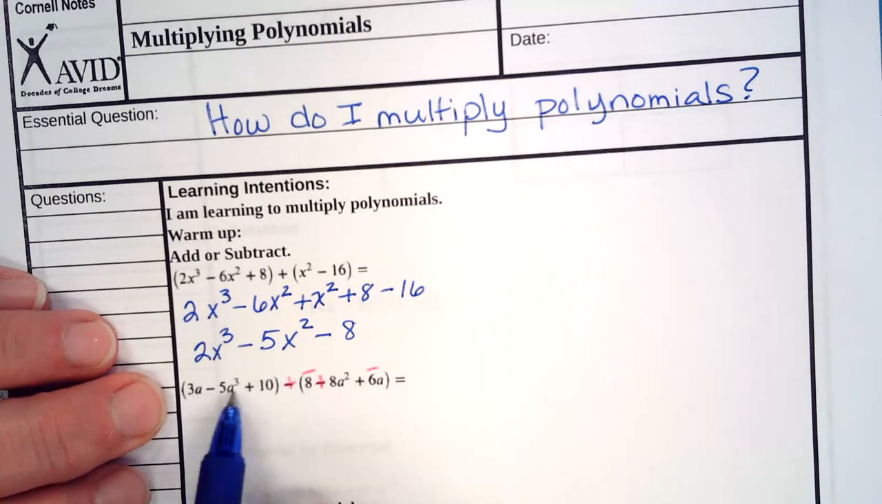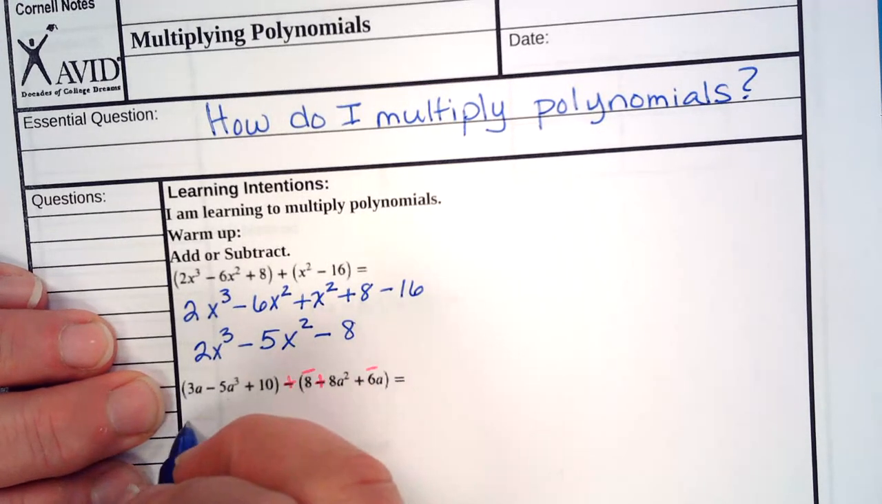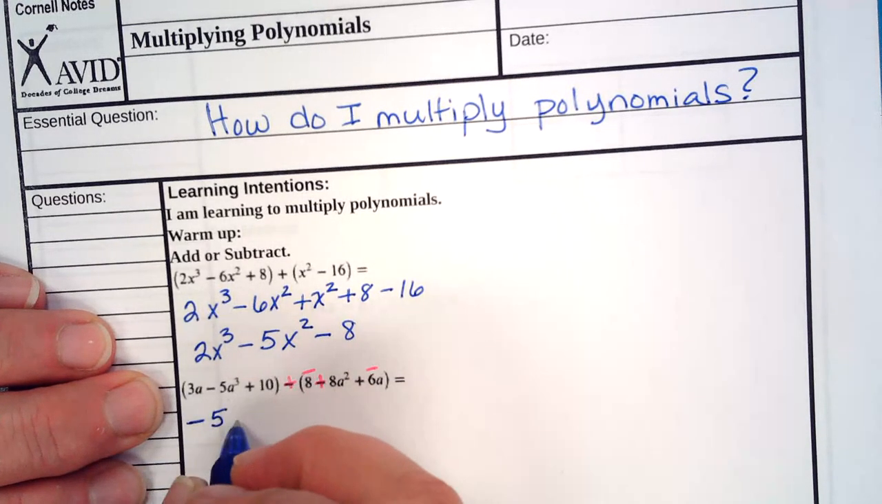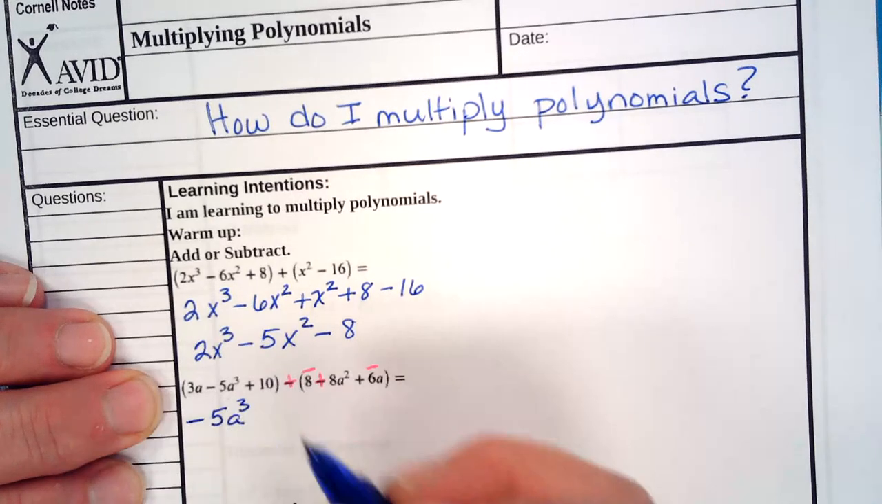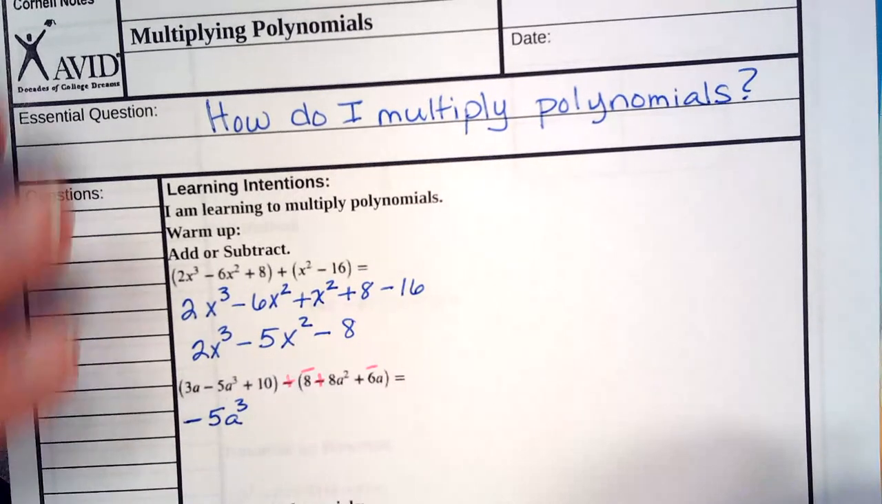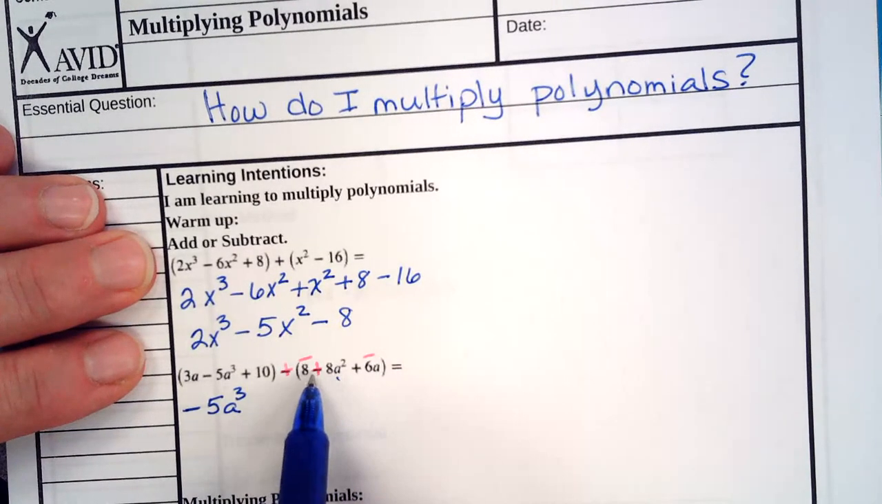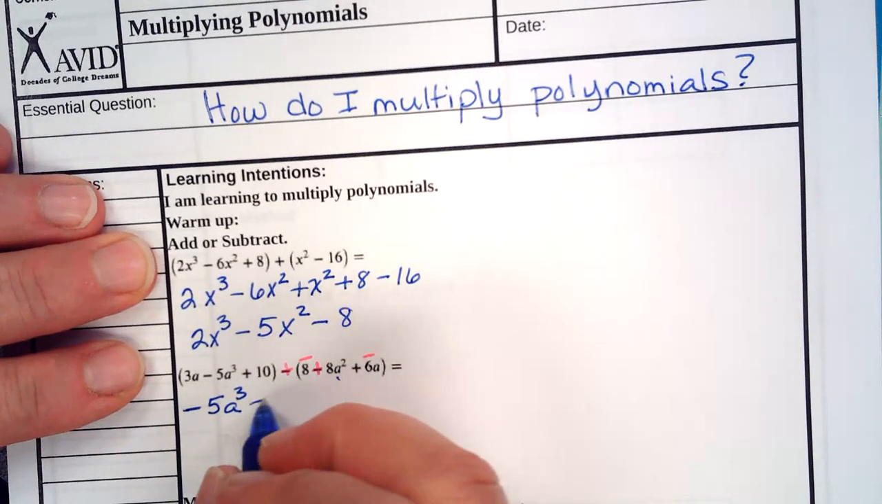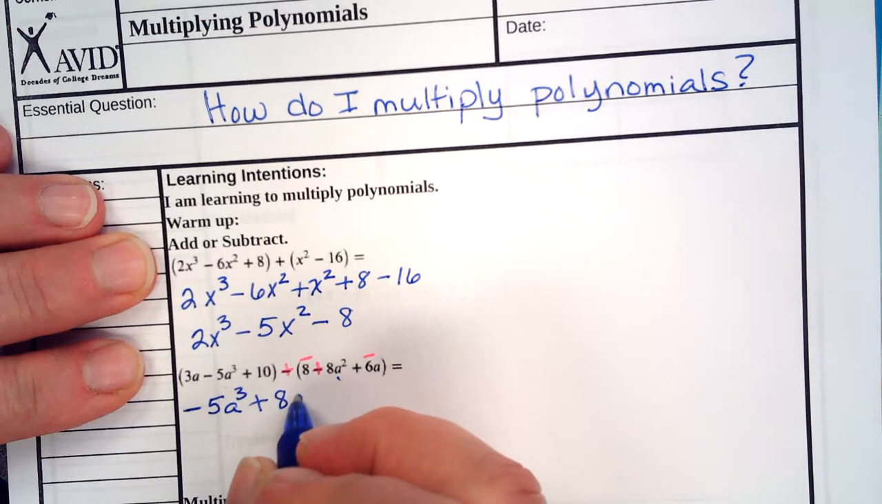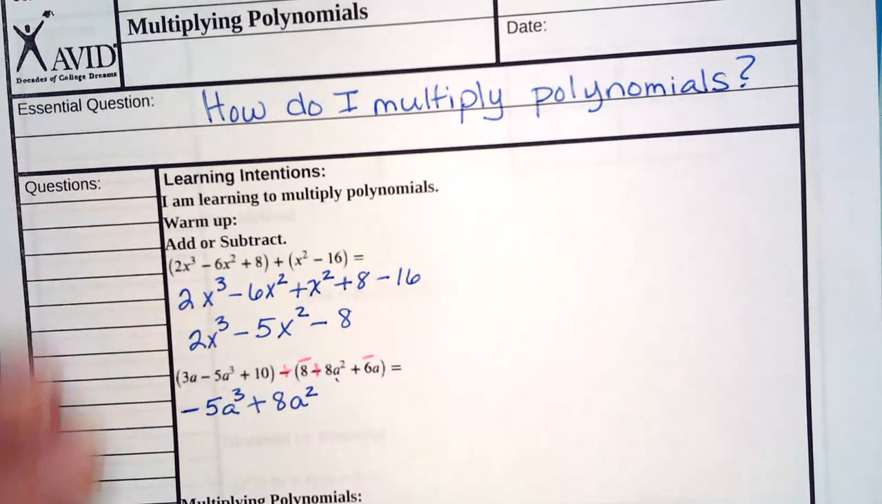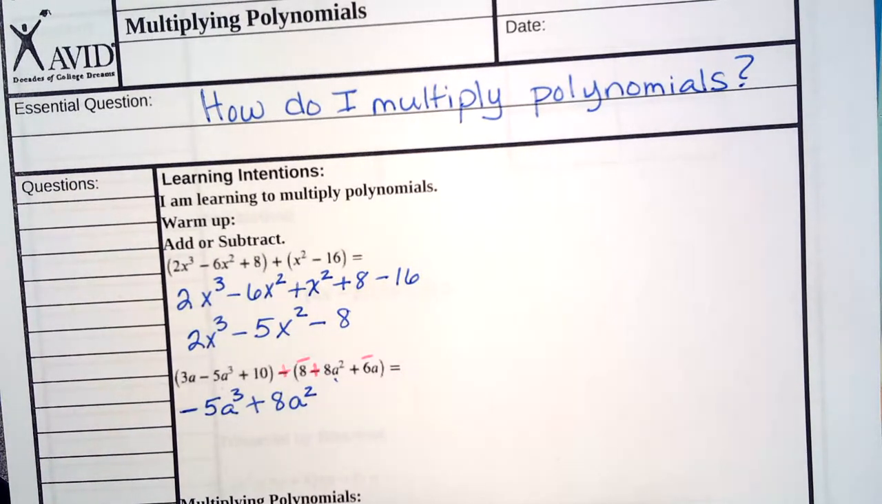Okay, I'm looking for the largest exponent, which is x to the third. I'll start out with minus negative 5a to the third, not x. Okay, I want to look for x squared terms. I keep going, I've got plus, remember we changed that, 8a squared. Okay, I've got my a squared term.